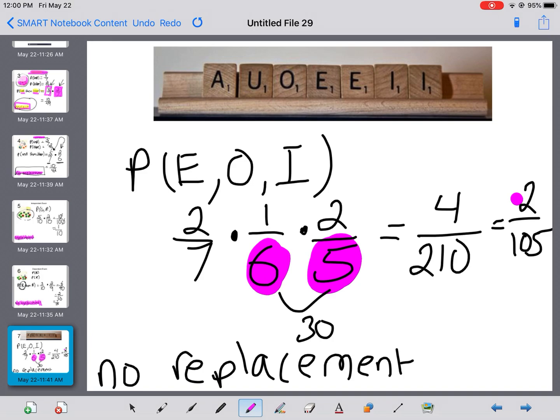Then you have to really pay attention to how many tiles are left. So when you're working in your textbook today, be very careful thinking about, are these compound events? And if they are, are they independent or dependent? Is the number of tiles or marbles going to change? Or does it stay the same because I'm replacing what I've put back?